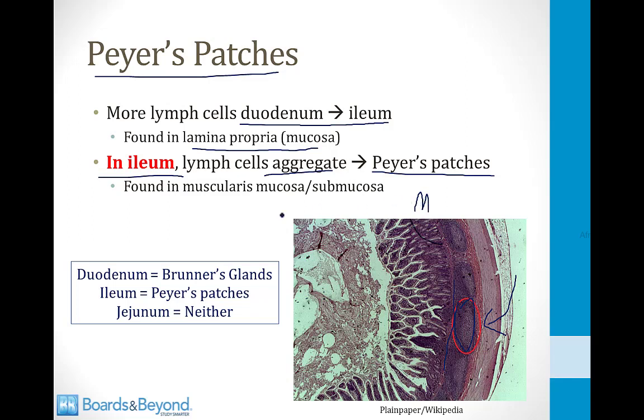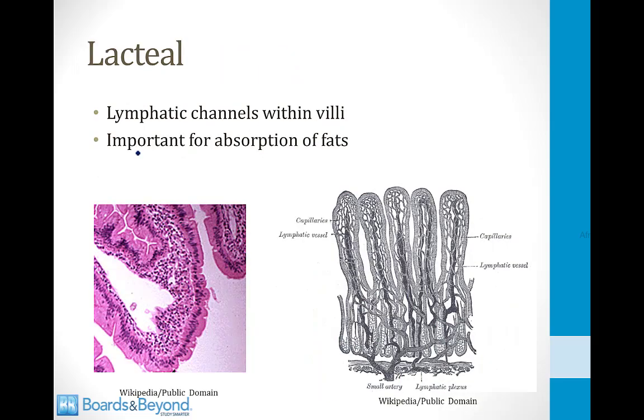And you can use the presence of Brunner's glands and Peyer's patches to tell which portion of the small intestine you are looking at. If you see Brunner's glands, you are looking at the duodenum. If you see Peyer's patches, you're usually looking at the ileum, and in the jejunum you usually don't find either structure present. A final structure I'll mention in the small intestine is called a lacteal.